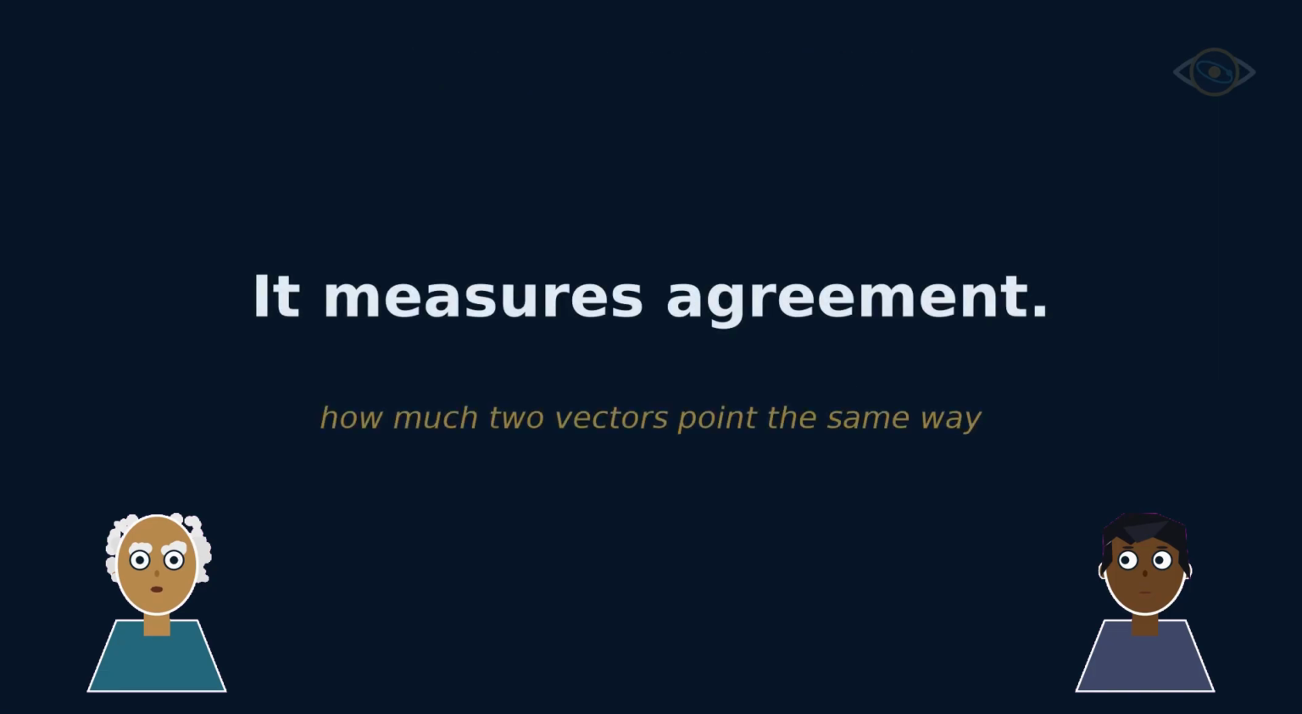So forget the recipe for a moment. The dot product is a meter of agreement. Big and positive when two vectors align, 0 when they're independent, negative when they fight. That's such a cleaner way to hold it in my head than multiply and add.